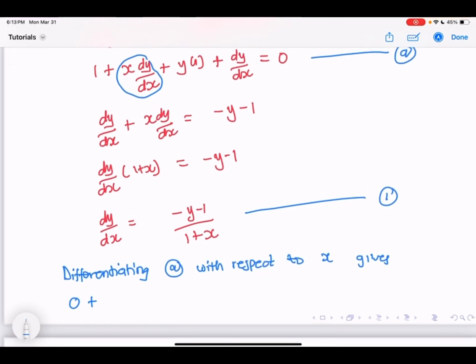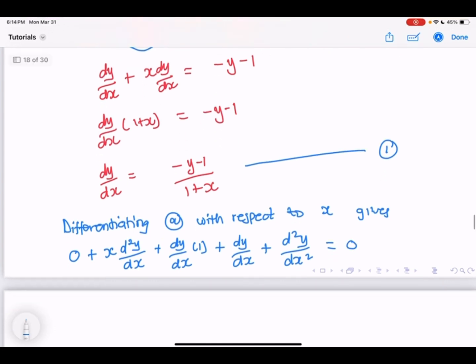Okay. So now let's keep x, differentiate dy dx with respect to x, that will give you d squared y on dx squared, plus now we keep dy dx, then we differentiate x with respect to x, that will give us 1, plus now differentiate y with respect to x will give you dy dx, then plus differentiate dy dx with respect to x will give you d squared y on dx squared. Differentiate 0 with respect to x will give you 0 because 0 is a constant.